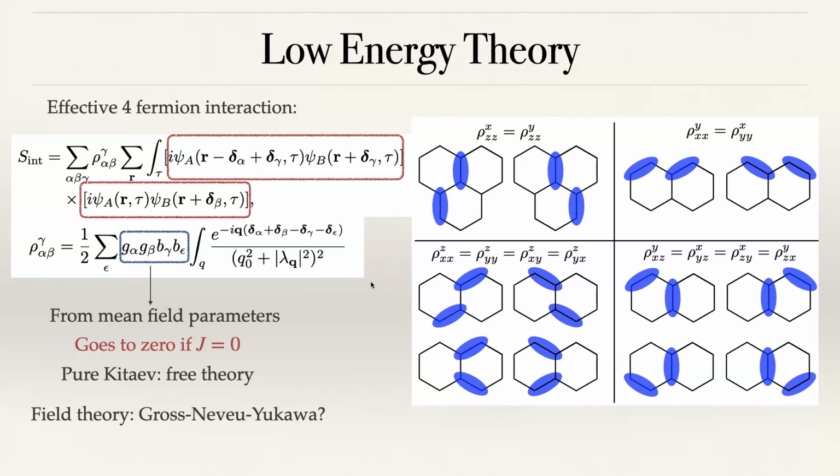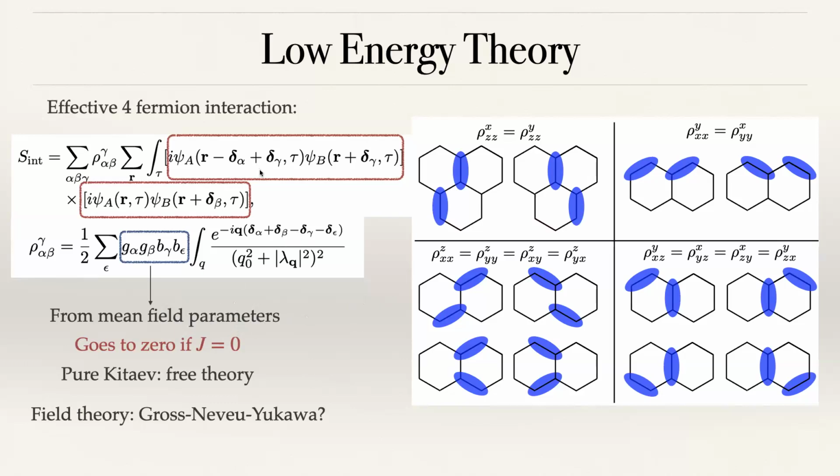And the interaction strength actually has this complicated form. But nevertheless, the only thing that you need to know is that it goes to zero when we tune down the Ising coupling, which means that for the pure Kitaev model, the theory is just a free Majorana fermion theory. And this makes sense because the pure Kitaev model is exactly solvable, so it's exact at mean field level.